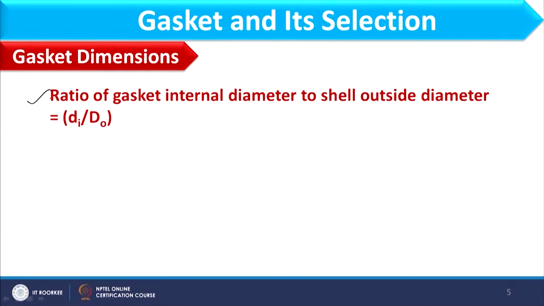Okay. So, in this way you have to find out DO and DI. Now, the steps to calculate the gasket dimensions are: first, the ratio of gasket internal diameter to shell outside diameter. This ratio I have to decide. Now, what is this DI by capital DO? DI is the internal diameter of gasket and DO is the outer diameter of shell or the nozzle where I have to connect the flange.